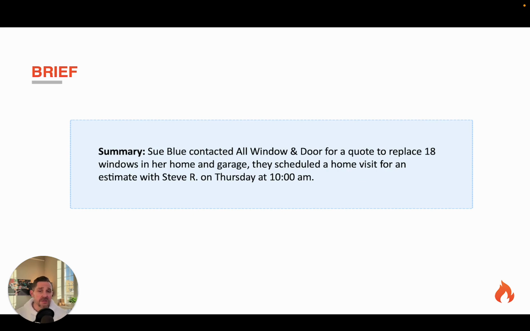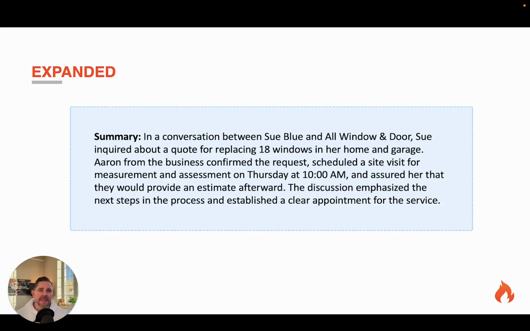The next one is brief, and just as that would suggest, this is just a one-sentence overview to try to capture the most important information that took place in the conversation. And lastly is expanded. Expanded is a more in-depth summary of what's there. This could be up to 2 to 3 sentences and just include a little bit more verbiage or a few more details of what took place with the conversation.